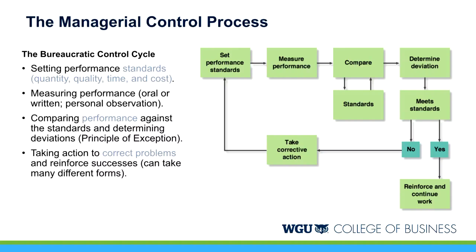Yes or no? Yes, then reinforce. We continue to work. We continue to go forward and maybe raise the bar, maybe change things going forward. But if we're not meeting those standards, we take corrective action. That's listed right there in that figure. We have to do something to get us back on track. And so we go back and look at the performance standards. Do we need to modify those? How are we going to address that? So that's the control process in an organization, the managerial or bureaucratic control cycle to be specific.